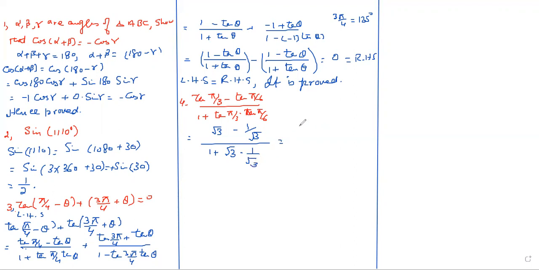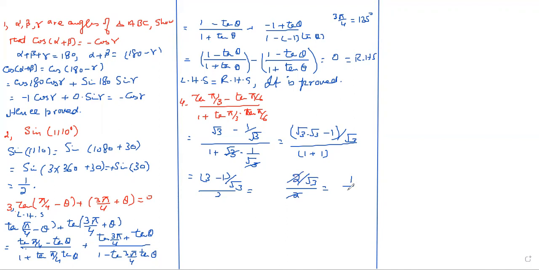So just taking the LCM of the numerator, it is root 3 times root 3 minus 1 divided by root 3, and in the numerator these two got cancelled. We are left with 1 plus 1, which is equal to 2. So this is equal to 3 minus 1 divided by root 3 and divided by 2. 3 minus 1 is 2 over root 3 divided by 2. The 2s got cancelled and we are left with 1 over root 3, which is our required answer.